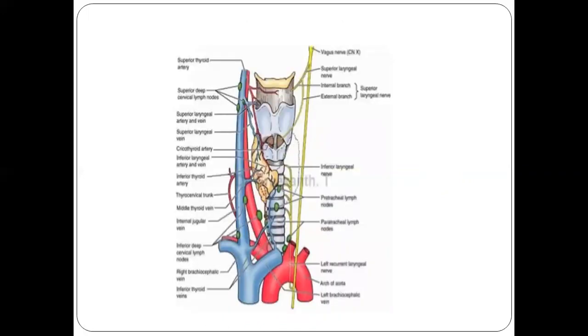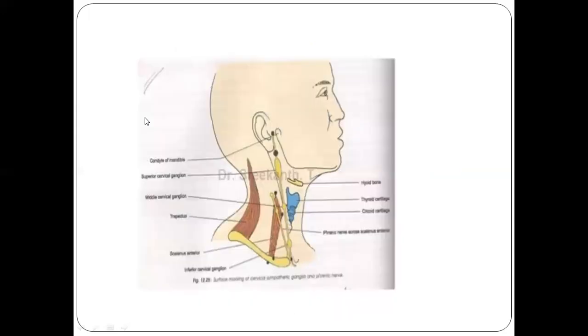Okay, so this is the medial relations, these are the posterolateral relations, these are the pretracheal nodes, these are the paratracheal nodes, and these are the jugulo-digastric nodes. So pre and paratracheal nodes will receive the lymphatics, then it will go up to the jugulo-digastric nodes. The sympathetic supply will go from the superior cervical ganglion, the middle cervical ganglion, and the inferior cervical ganglion. So this will give the sympathetic supply to the thyroid gland.